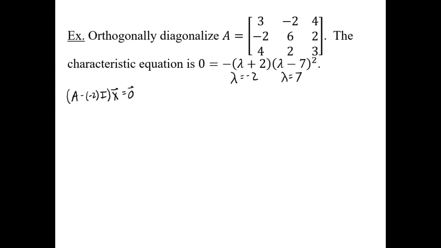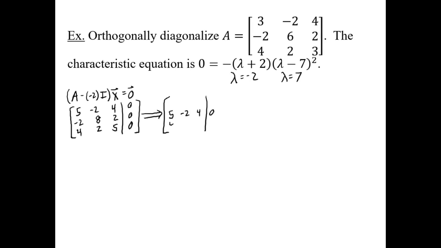So I'm going to add 2 to just the main diagonal. And so we get 5, -2, 4, -2, 8, 2, and 4, 2, 5. I'll augment that with 0, 0, 0. I'm going to rearrange stuff a little bit. I'm going to switch the first and the second row. So this becomes 5, -2, 4, 0, and 4, 2, 5.